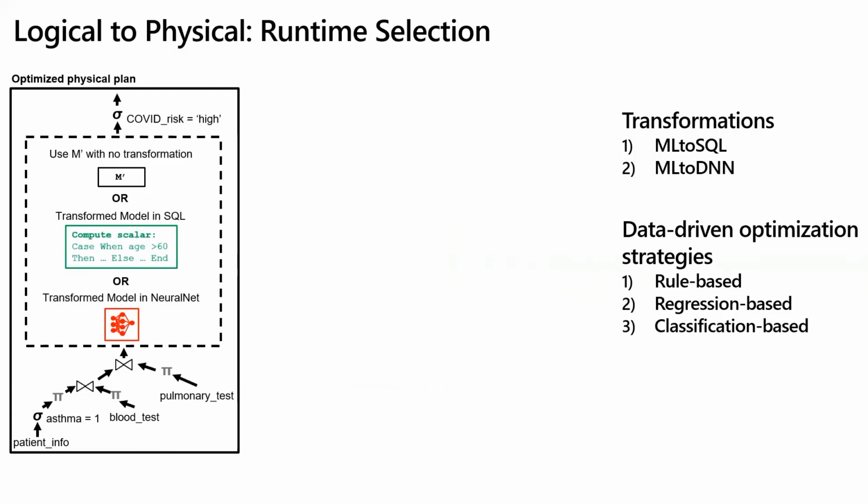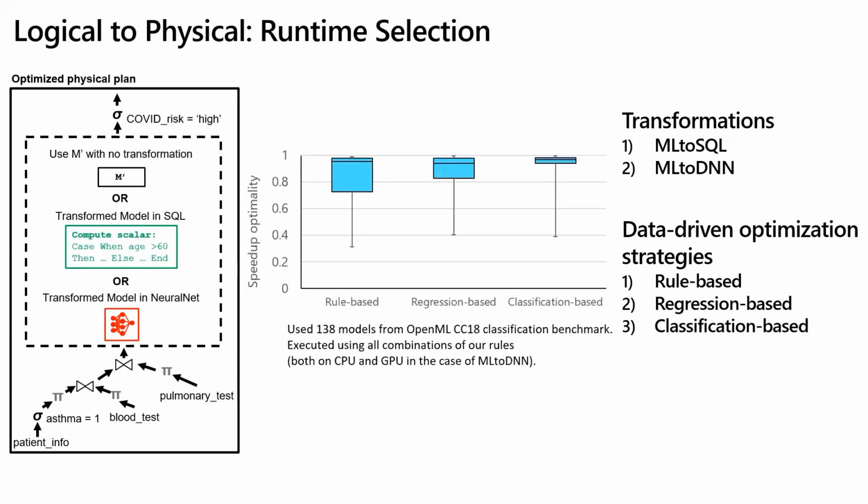Instead of relying on hard-coded heuristics, Raven employs data-driven, instance-optimized strategies. We have these three: rule-based, regression-based, and classification-based strategies. You can find more details about each of these strategies in the paper, but in summary, the classification-based approach performed best in practice.